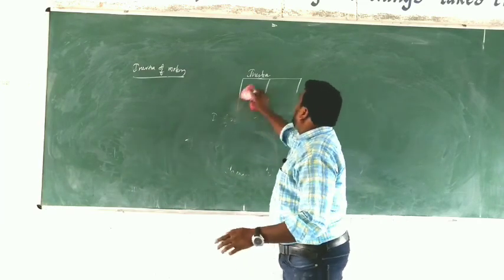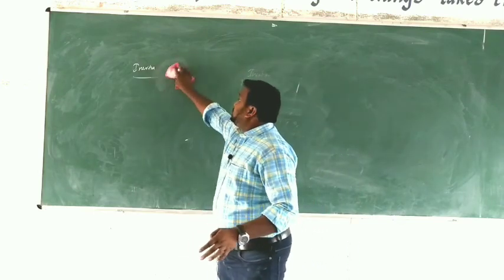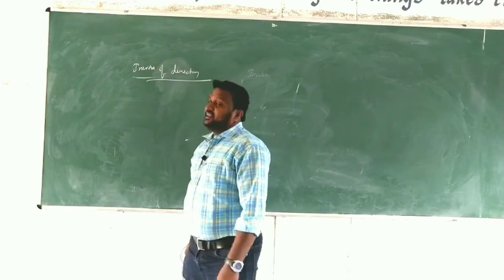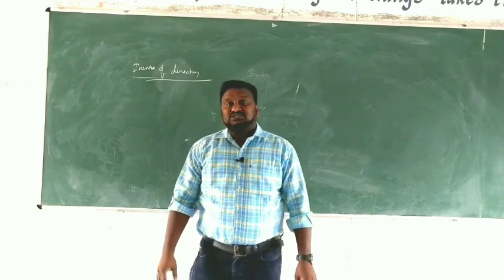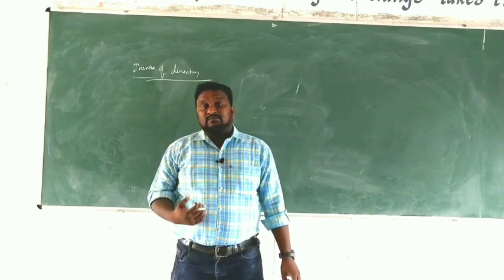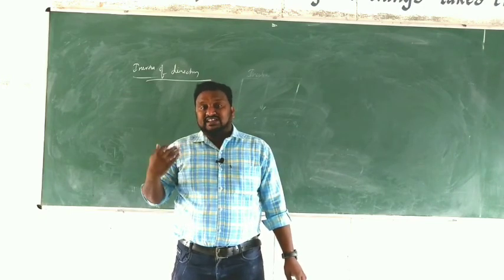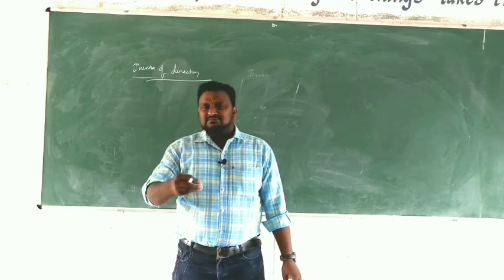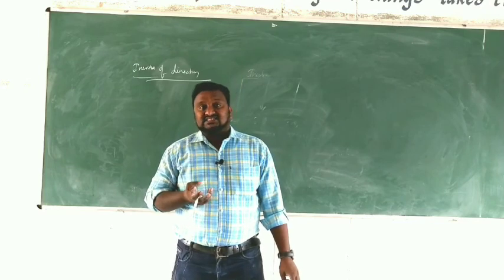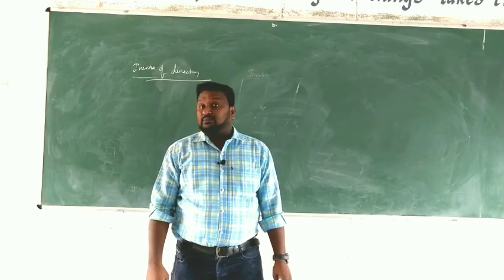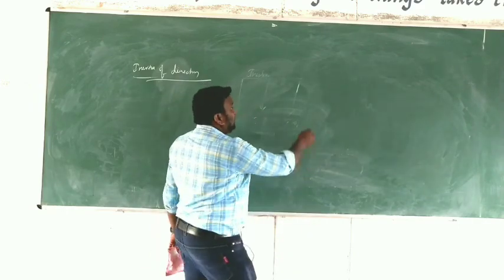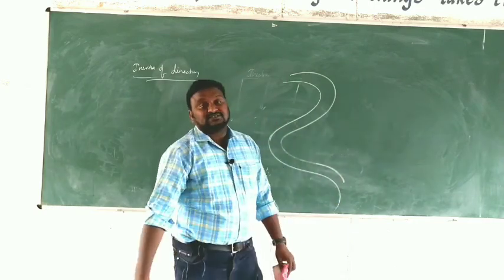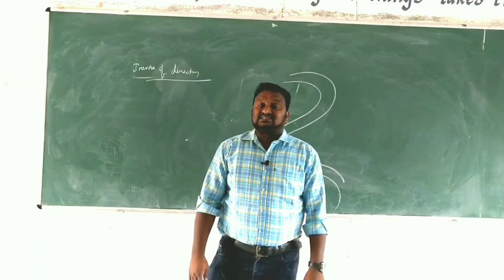And the next thing is inertia of direction. What's that? Inertia of direction. Here the definition is the same. The tendency of the body to continue its state of direction is called inertia of direction. Here, for example, in bike races, you may observe the road is a curved path.